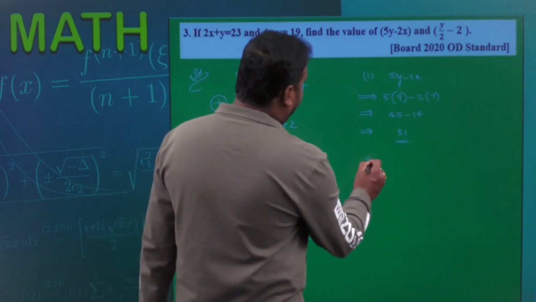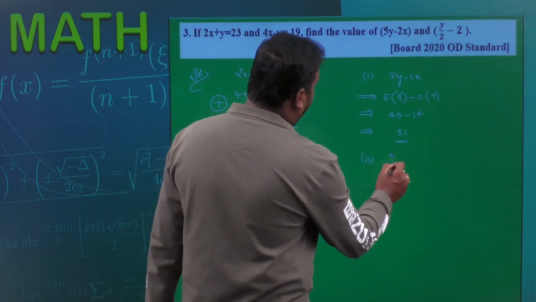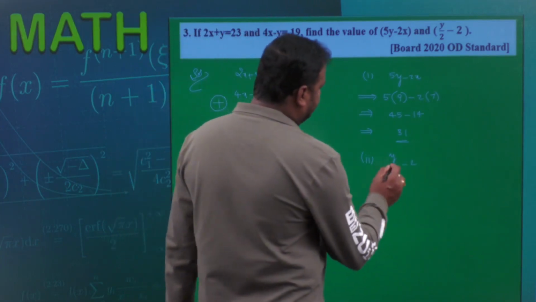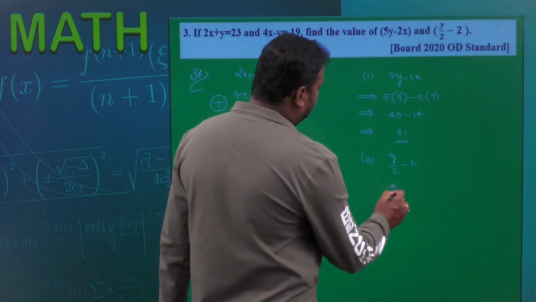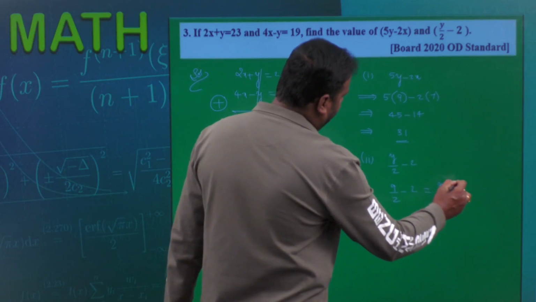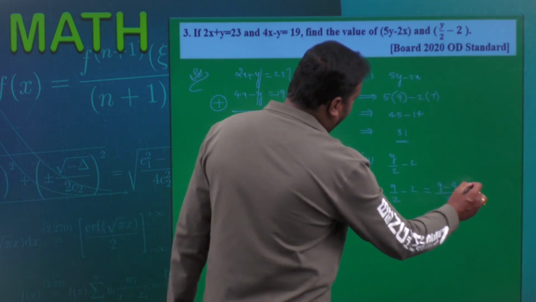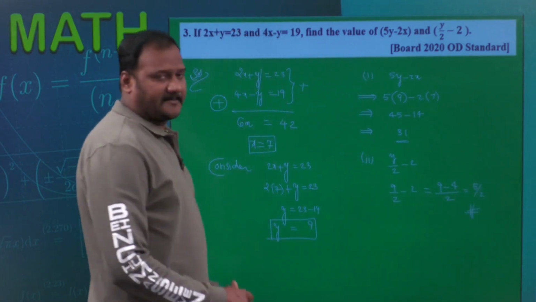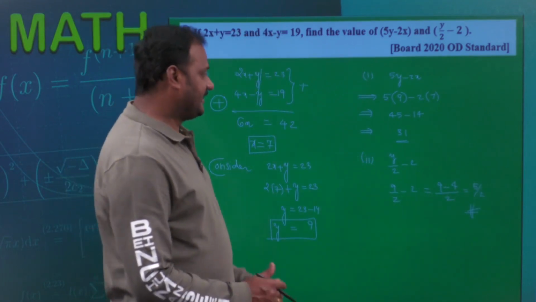And what is the second one here? Second one is y by 2 minus 2. So the value of y is here, y is equal to 9. So 9 divided by 2 minus 2. So 9 minus 2 2s are 4, divided by 2. 9 minus 4 is equal to 5 divided by 2. So this way we can answer this problem easily.